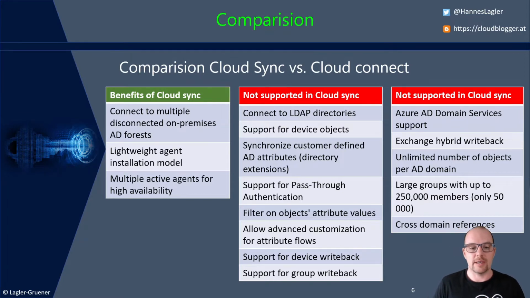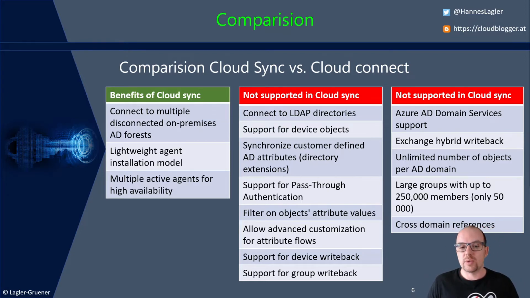And here you can see also the not supported functionalities in Cloud Sync. I will pick the most important parts here. It's not supported to use pass-through authentication at the moment, maybe in the future. You cannot synchronize your devices. This is a really big pain here. You cannot achieve a hybrid connection. So you cannot synchronize your devices from your on-premise Active Directory to the Azure Active Directory. It's not supported. You cannot write back your groups to on-premise.